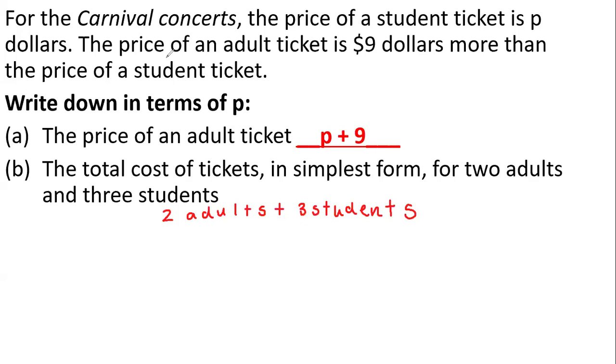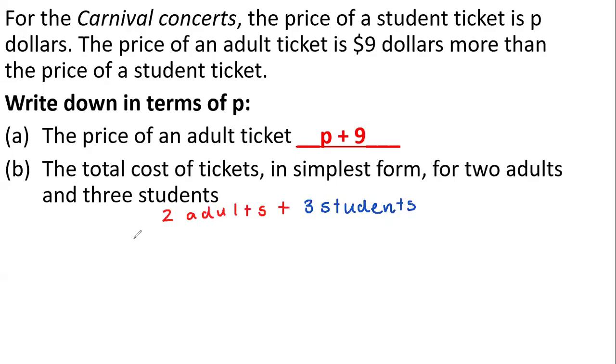In fact, let me use a different color for the students. Let's use, say, blue. So it's gonna be 3 students. So 2 adults and 3 students, all right? So what do we have?